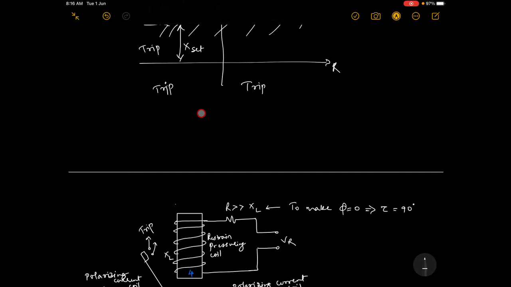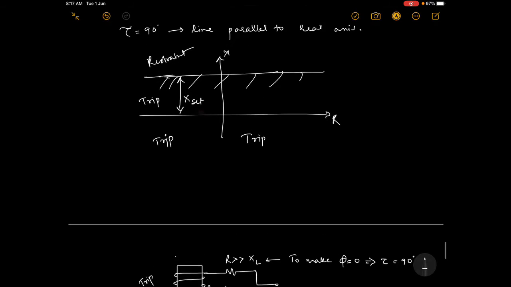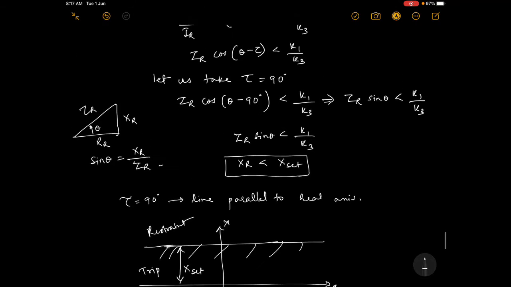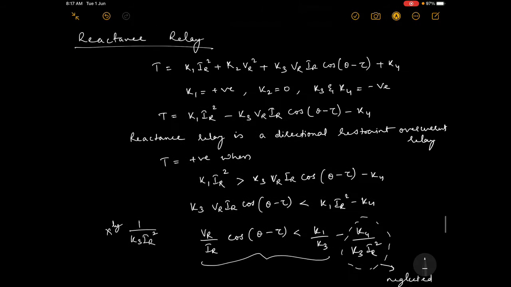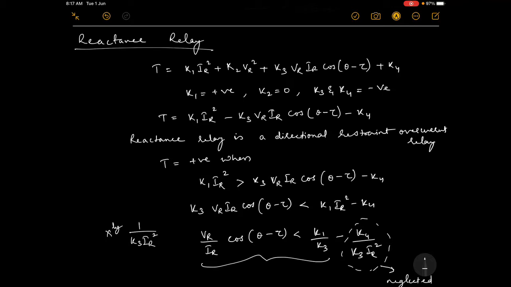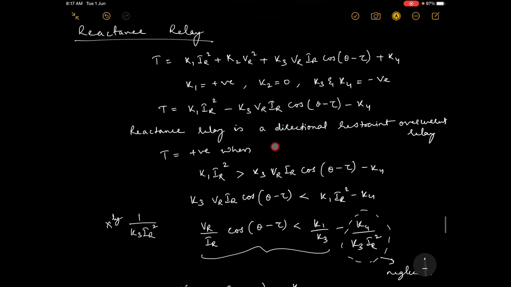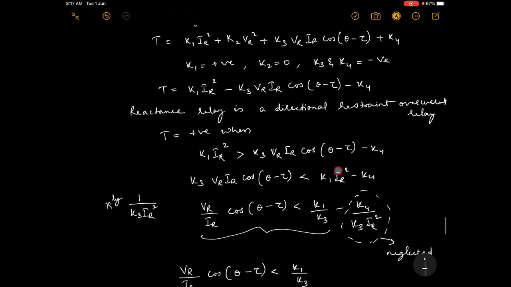Good morning. Now we shall continue the topic where we had left in earlier class. So we were seeing reactance relay. So we had made this restraining voltage restraining as 0. So reactance relay is a directional restraint over current relay.